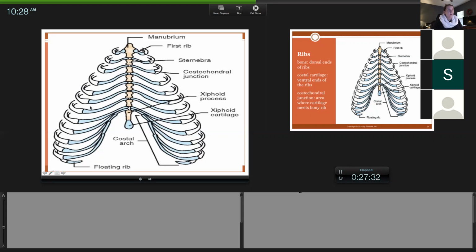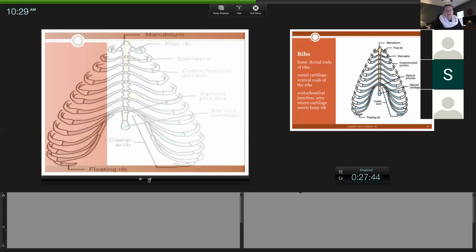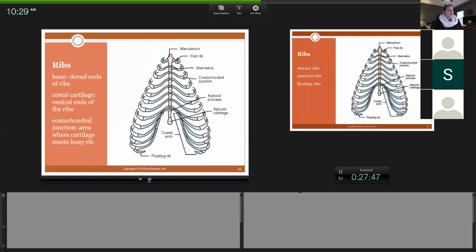The way I remember is M comes before X. Manubrium is cranial, xiphoid is caudal. Okay, and this is your sternebrae. Now, I may come back to that picture in a second.